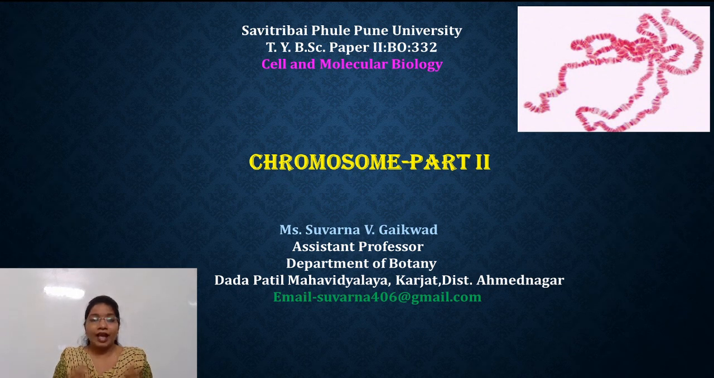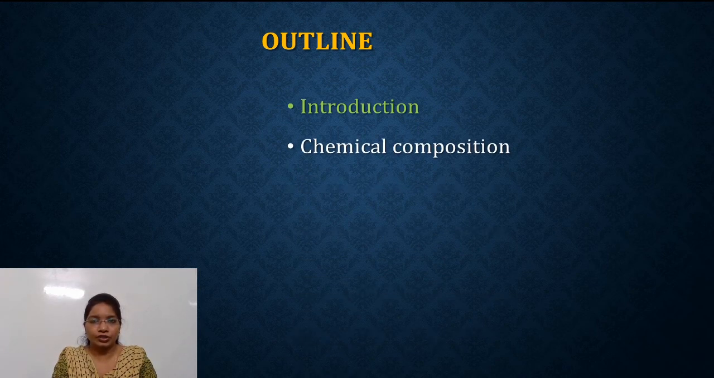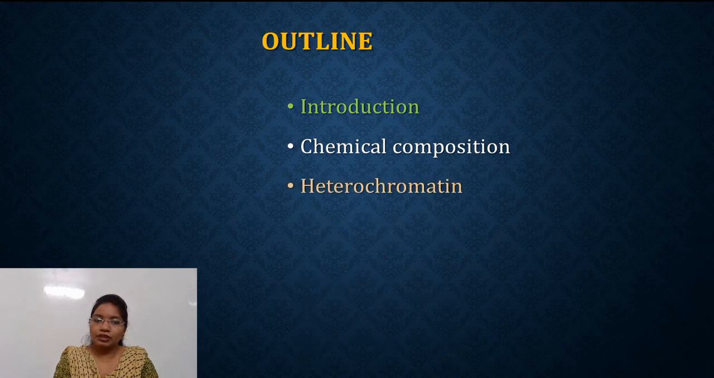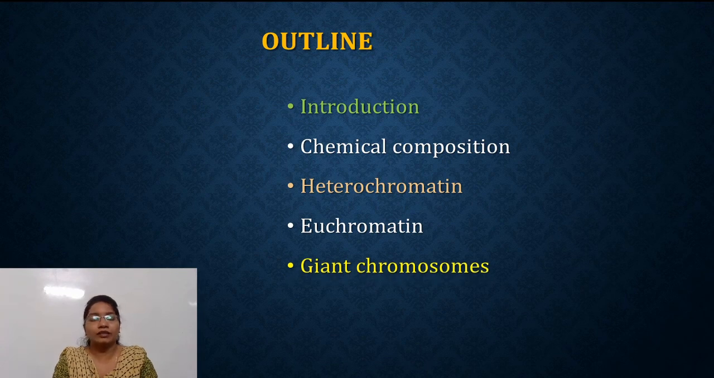So friends, as we are dealing with the cell biology paper, in previous session we have seen part first of topic chromosome. So in today's session we are going to see part second of chromosome. Okay, so let's start. So in this particular session we are going to focus on introduction, chemical composition, then heterochromatin, euchromatin and the different types of giant chromosomes.